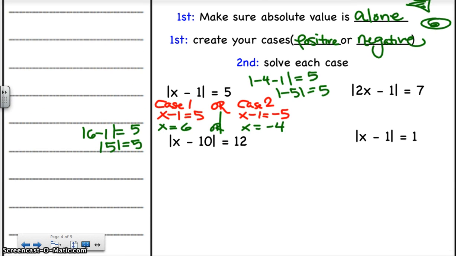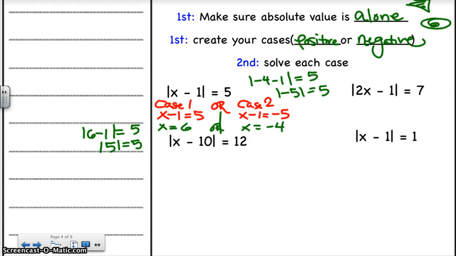The next one, the absolute value of 2x minus 1 equals 7. You need a positive case. This can be 7 or this can be negative 7. Both of them will give me an absolute value of 7. So you create your first case. 2x minus 1 is a positive 7. And then you create your second case. 2x minus 1 is negative 7.